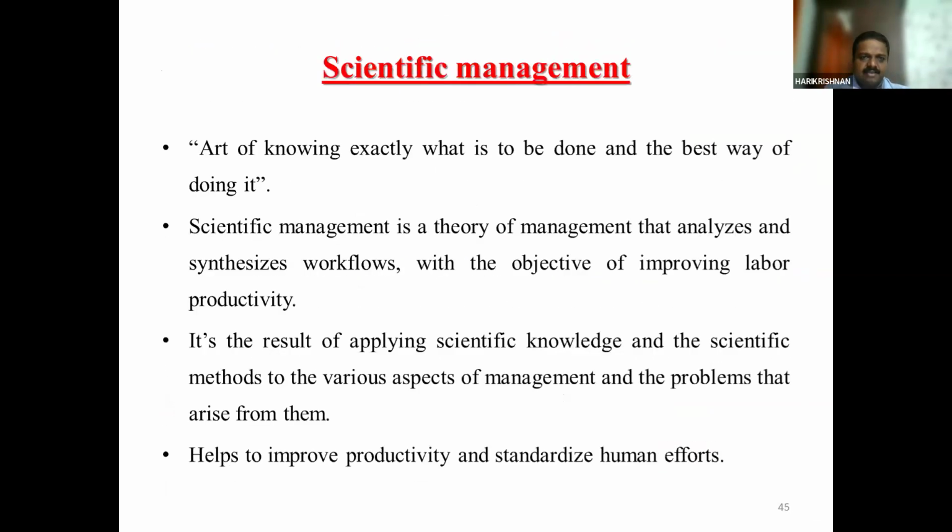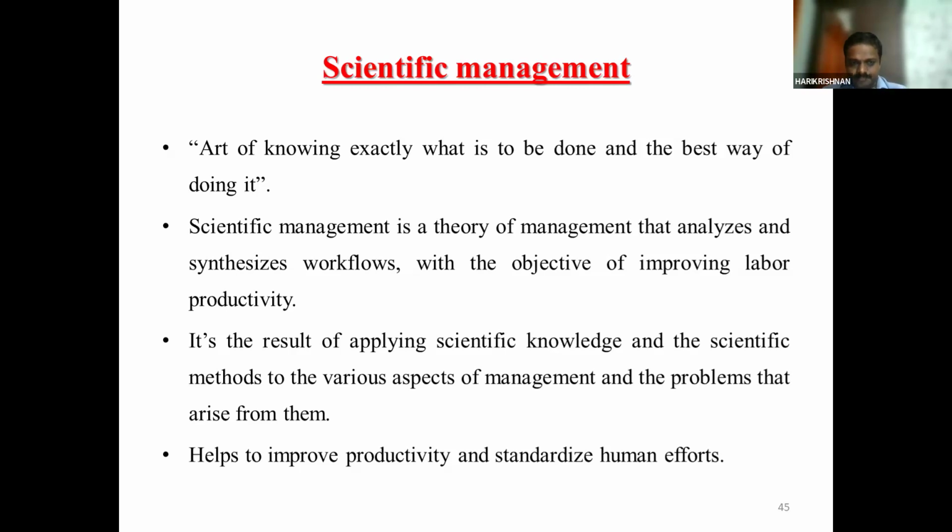So next, today we are going into a small topic known as scientific management. The definition suggests that scientific management is the art of knowing exactly what is to be done and the best way of doing it. That is what is known as scientific management. It is important because to improve the labor productivity of a company, we should have some scientific management skills.